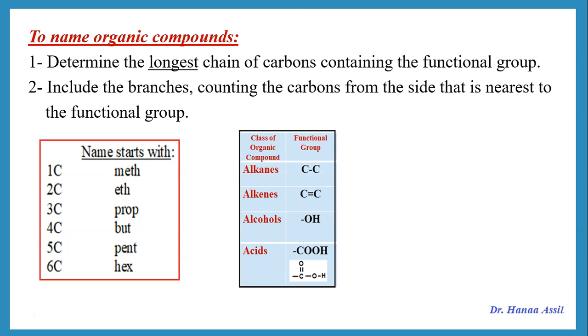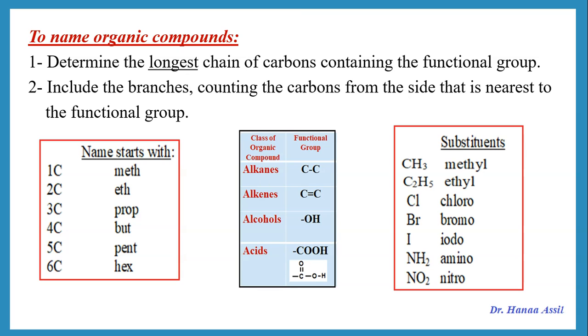So what functional group do we have? If everything has single bonds between the carbons, then it's an alkane. So the name would be methane, ethane, propane, and so on. If it has a double bond somewhere, it's an alkene: ethene, propene, butene. If it has an OH, it's an alcohol ending with -ol: ethanol, propanol. If it has C double bond OH, it's an acid ending with -oic acid. So methanoic acid, ethanoic acid.